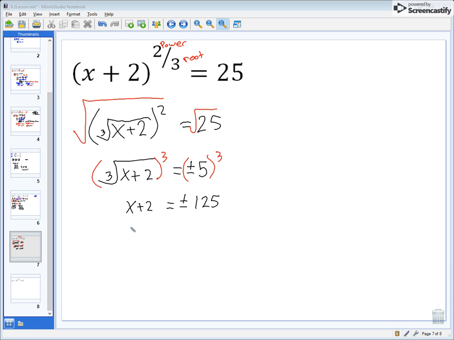Now all I have to do is subtract 2, so I have x is equal to this thing subtract 2. And I'm just going to put the subtract 2 in front of it. So it's negative 2 plus or minus 125. Which means that if I had negative 2 plus 125, I'd get 123. And if I had negative 2 minus 125, I would get negative 127.